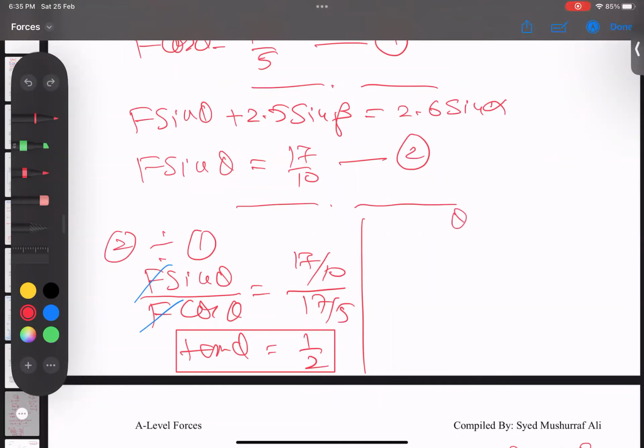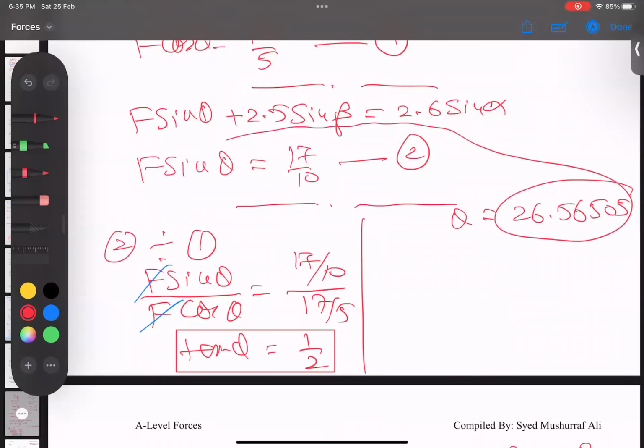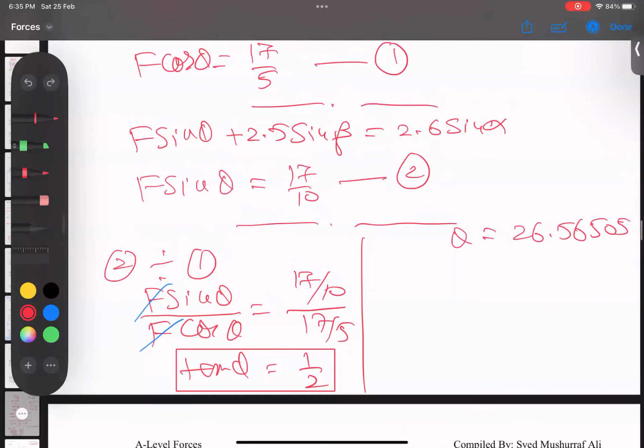So when I take tan theta, so tan inverse. So tan inverse of 0.5, and I'm getting here what? 26.56505. And this whole value I copy either here or the top. So I think it's clear. F times 2 cos 26.56505 equals 17 over 5.